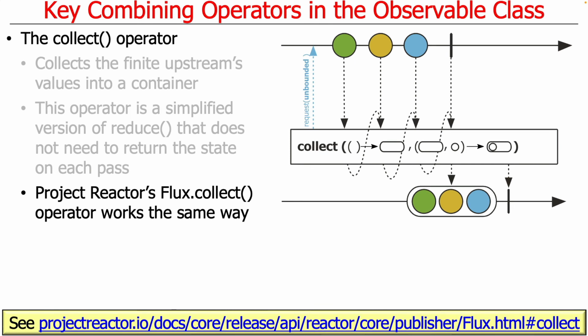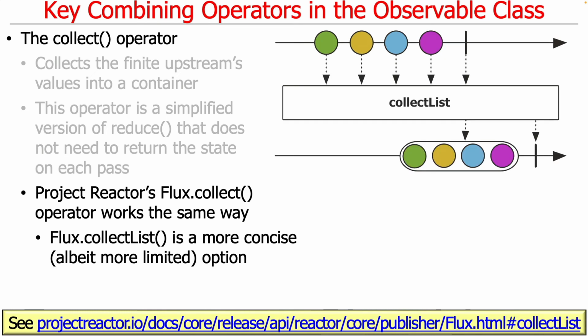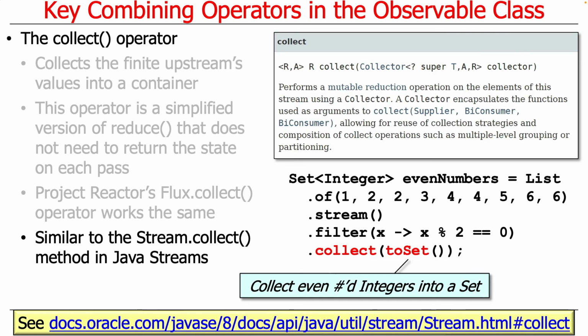Project Reactor has a collect operator that works essentially the same way that the collect operator works in RxJava. In fact, I would have to go back and look in more detail, but I get the feeling that RxJava's implementation of collect was probably inspired by Project Reactor's implementation of collect, even though RxJava came out first, because I think they realized that was a useful thing to add. And again, flux collect list is a more concise but a more limited way of getting a list back. And this is all very similar to the collect method in Java Streams.